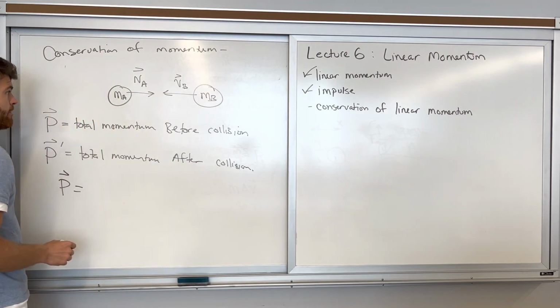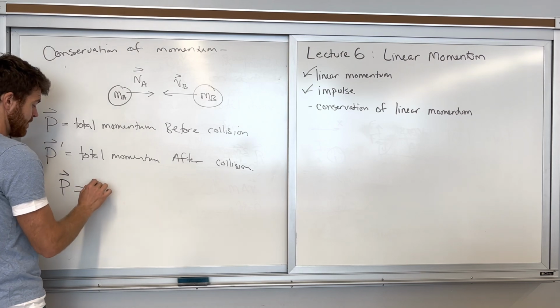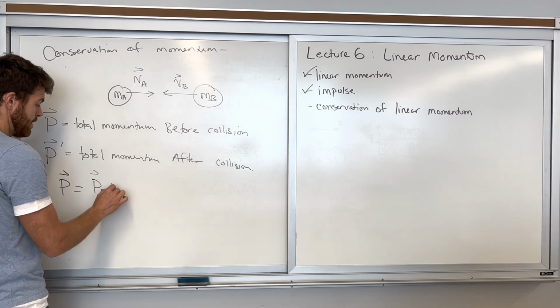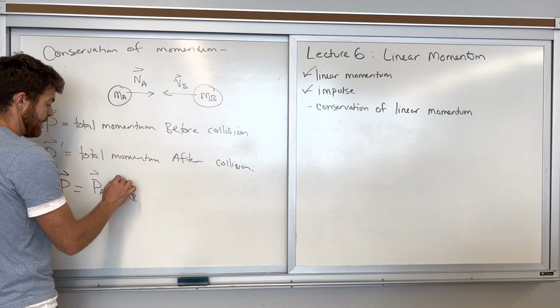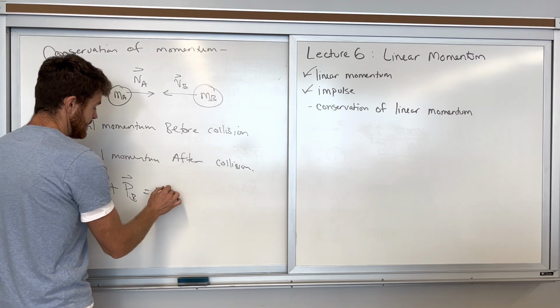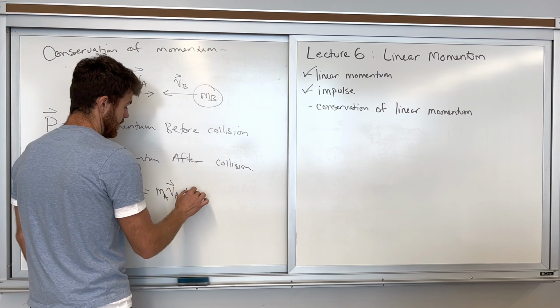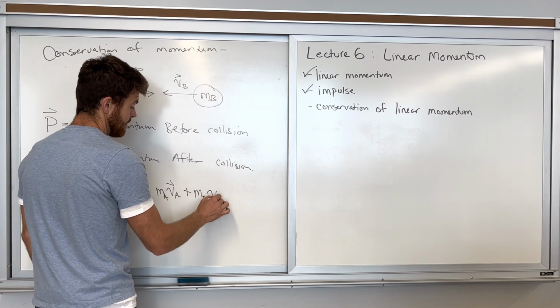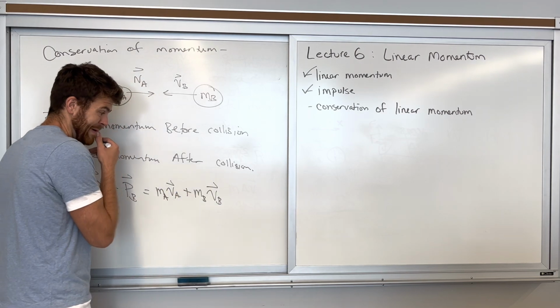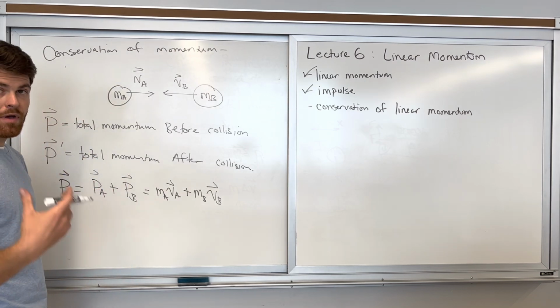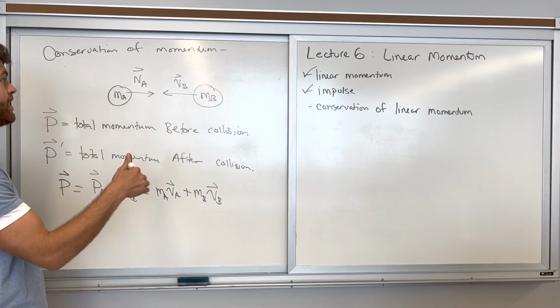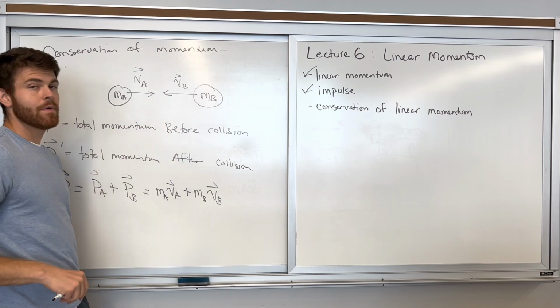Now, the system is ball A and ball B. So the total momentum before the collision is equal to the momentum of ball A plus the momentum of ball B, which equals the mass of ball A times the velocity of ball A plus the mass of ball B times the velocity of ball B. That's the total momentum of the system before the collision. It's the sum of the momentum.